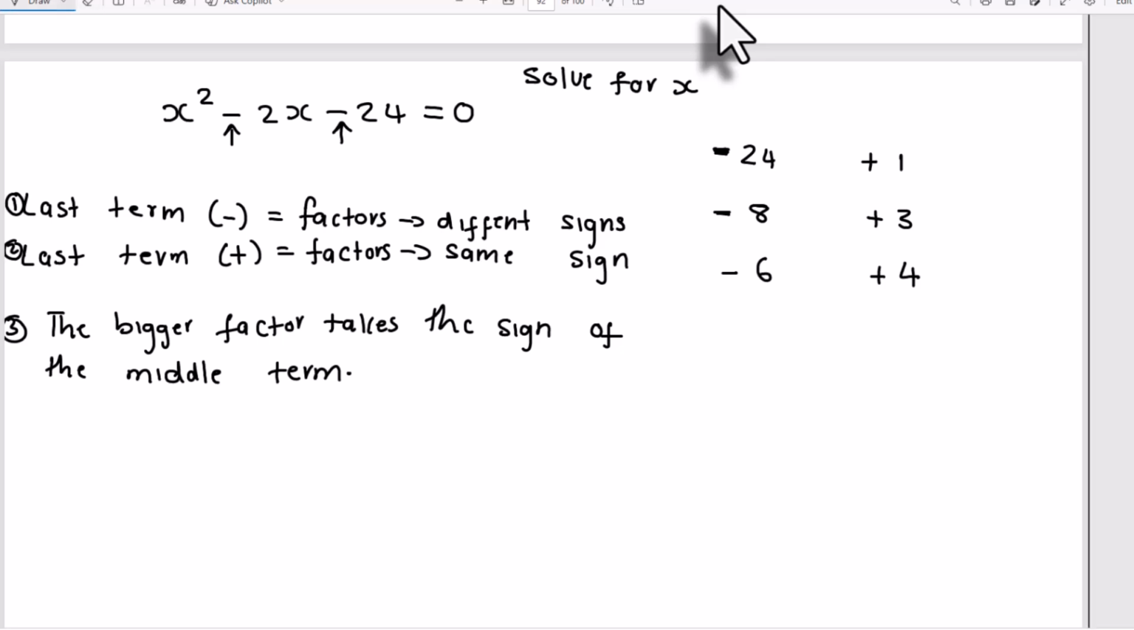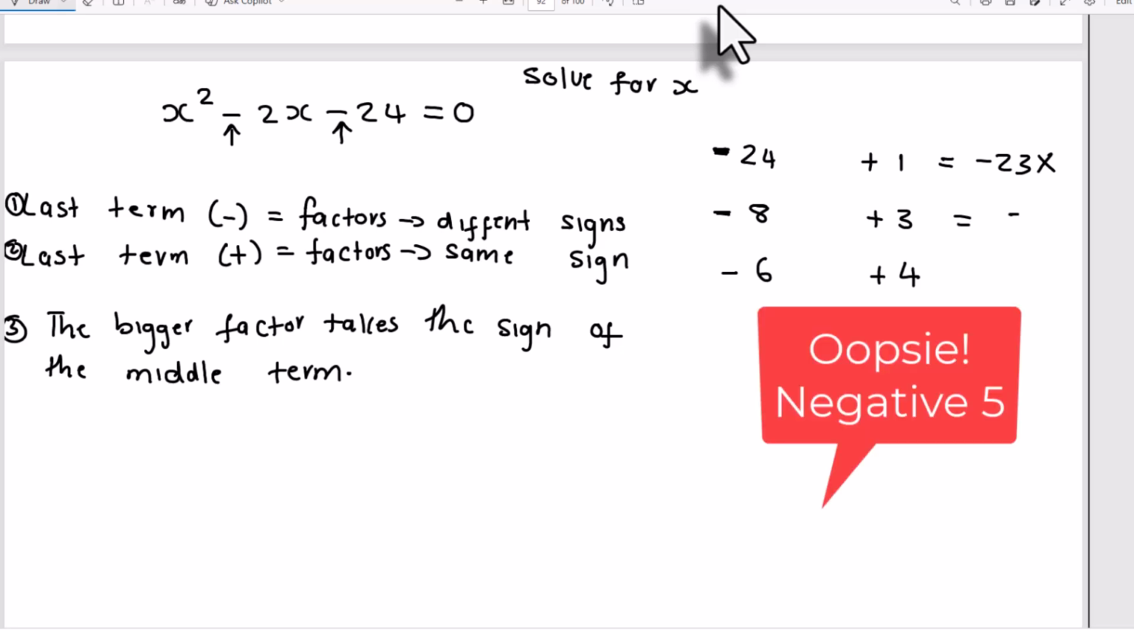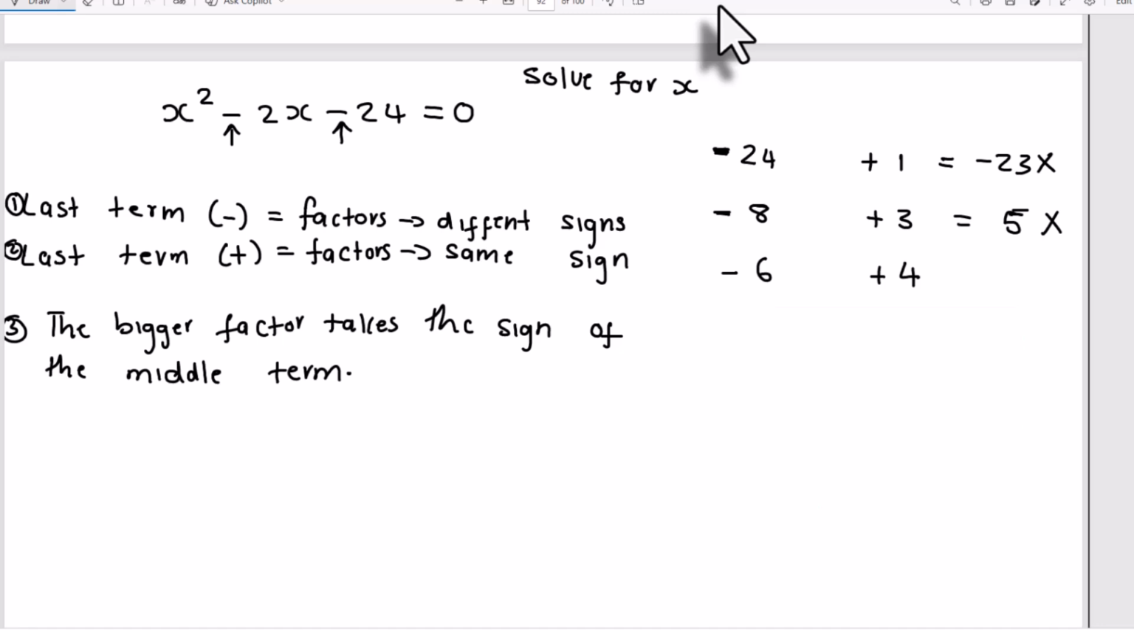Okay, let's do that. Negative 24 plus 1, that will be negative 23. So no, the middle term is not negative 23, so we can't use that. Negative 8 plus 3, that will be plus 5? So no, the middle term is not plus 5. It's negative 2. But negative 6 plus 4, that is negative 2. That's correct because our middle term is negative 2. So we will take this combination as our factors.